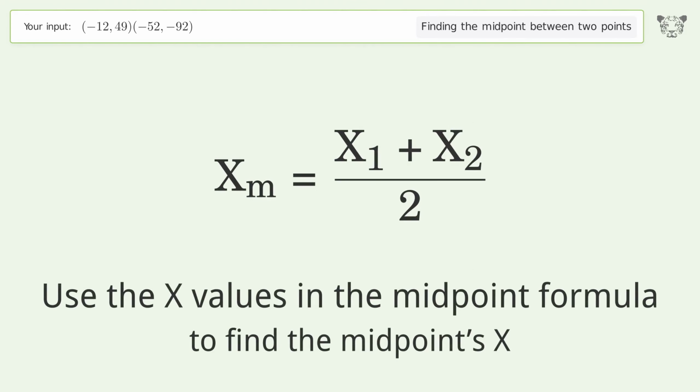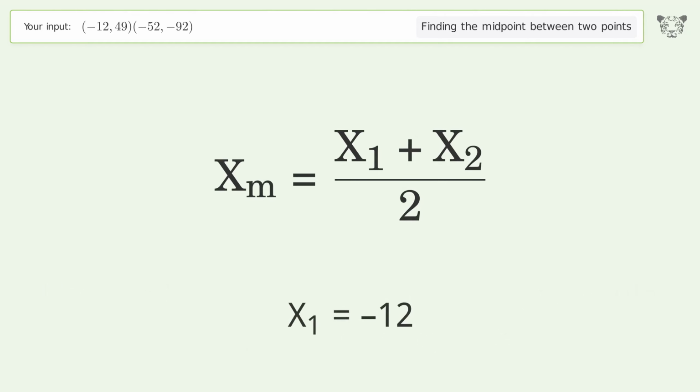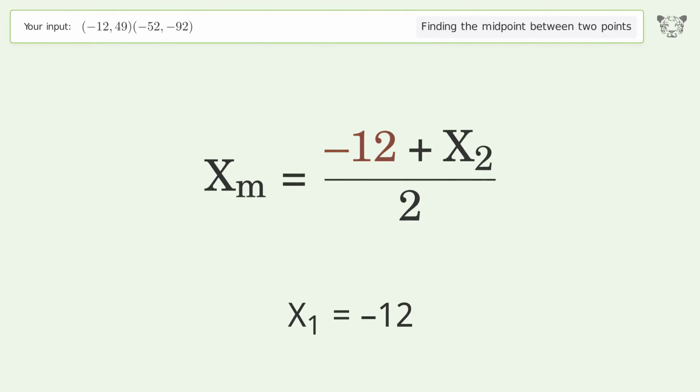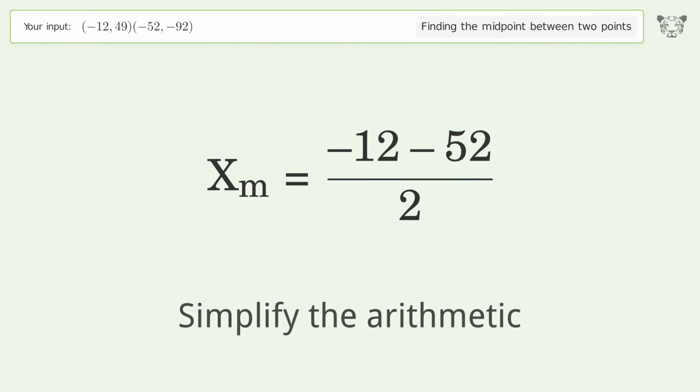Use the x values in the midpoint formula to find the midpoint's x. x1 equals -12. x2 equals -52. Simplify the arithmetic.